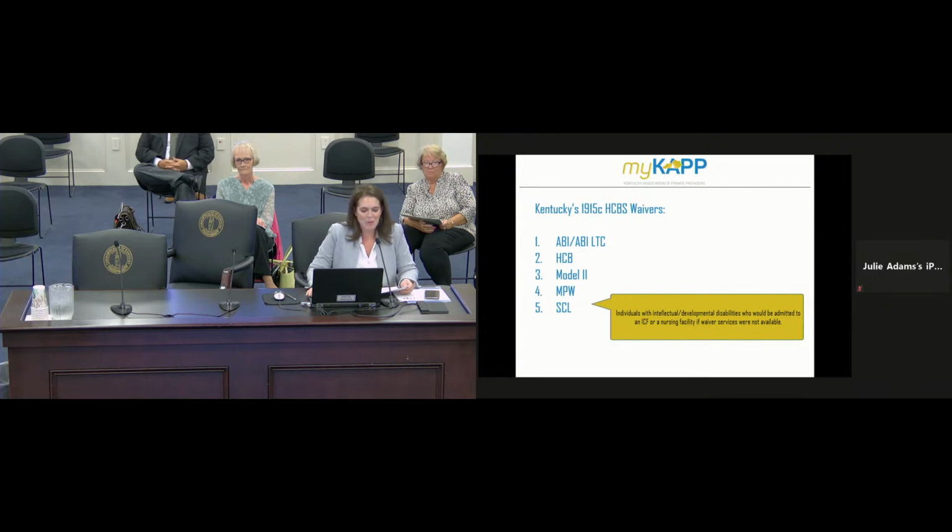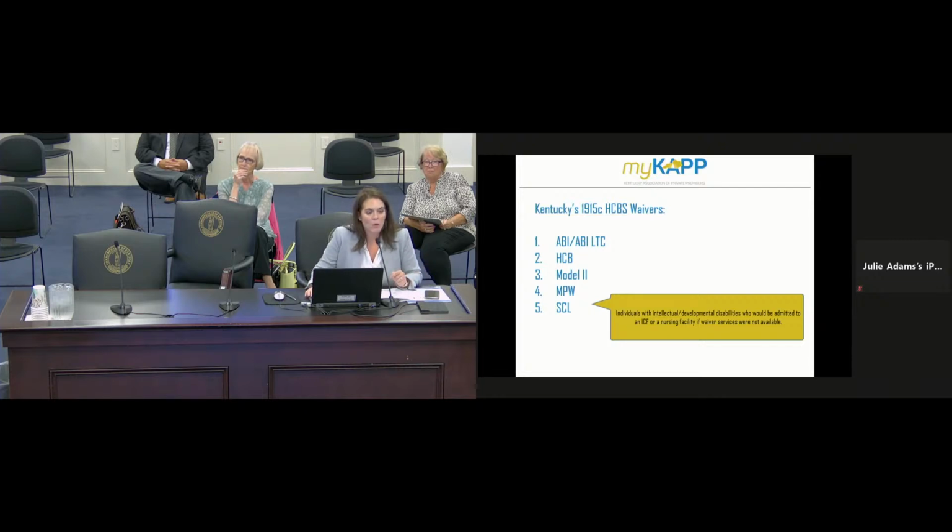Briefly, I just want to talk about the waivers. You've heard about all of them, but I did want to take a chance to explain the difference a little bit between the Michelle P. and the SCL waivers. So the SCL, yes, we serve the same population, generally speaking. On the Michelle P. waiver, you have individuals who either live with a family member or can live independently on their own with some support.